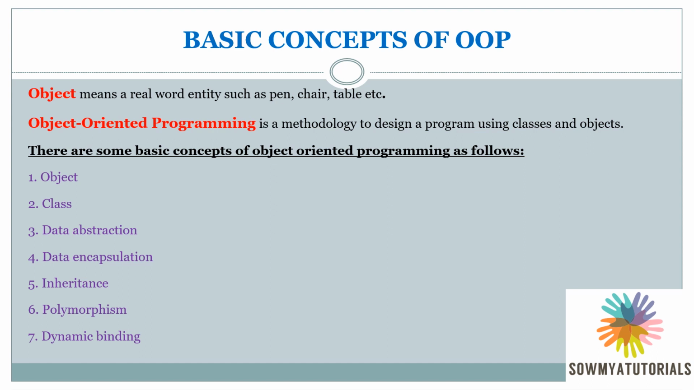So there are some basic concepts of object oriented programming languages. These are: the first is object, second is class, third is data abstraction, fourth is data encapsulation, fifth is inheritance, sixth is polymorphism, and seventh is dynamic binding. So these are some basic concepts of object-oriented programming. This is a very important question. So a 5-mark question: Explain or what are the basic concepts of object-oriented programming in Java.